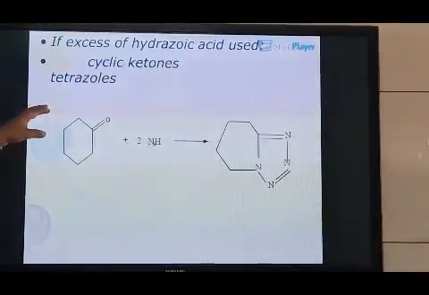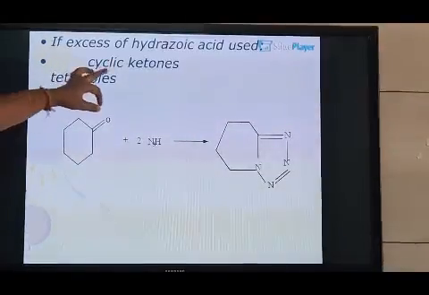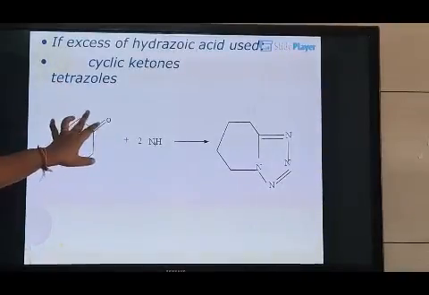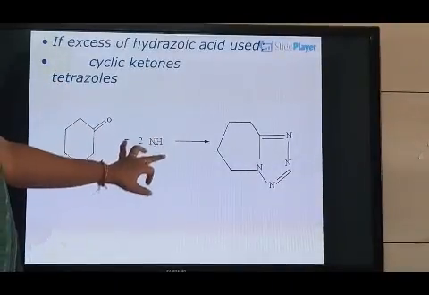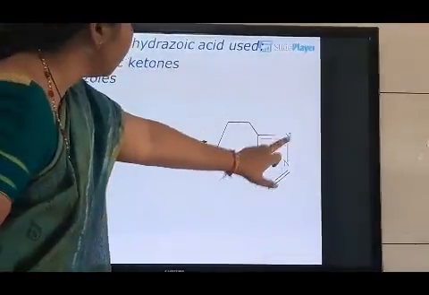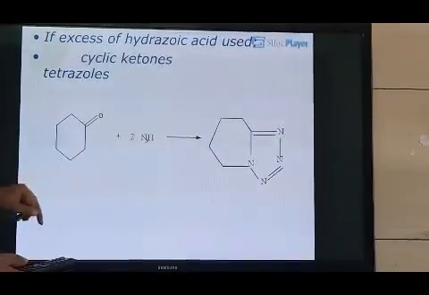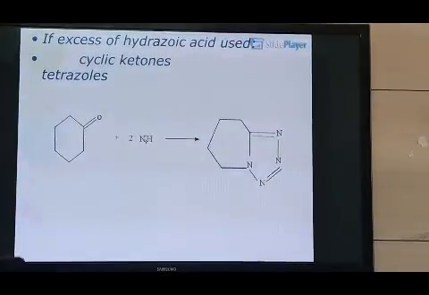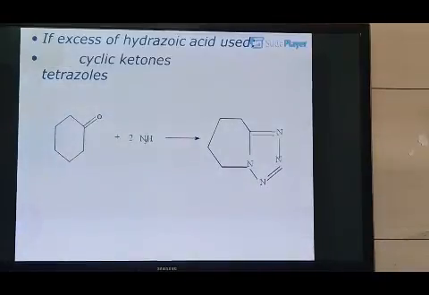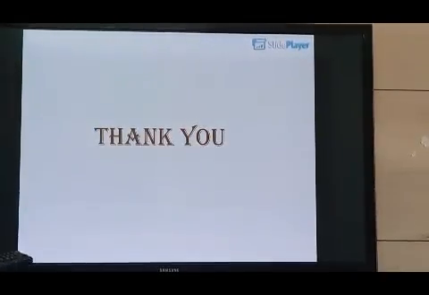Another application is, if excess hydrazoic acid is used, there is a formation of cyclic tetrazoles. When we use simply a cyclic ketone with 2 moles of the hydrazoic acid, we can get the tetrazoles. 1, 2, 3, 4. 4 nitrogens are there. That's why we can say these are the tetrazoles. So this is the completion of the Schmidt reaction.